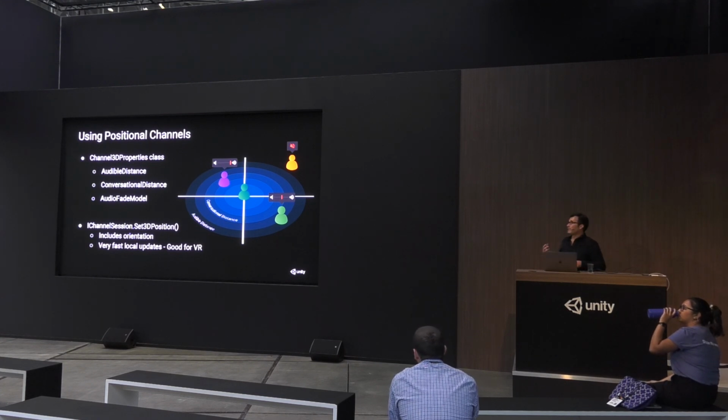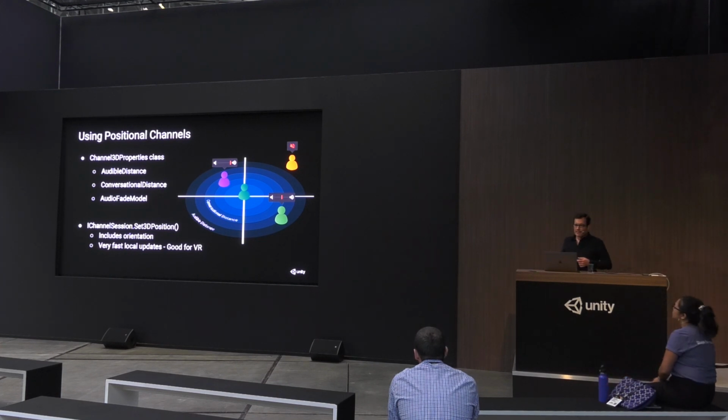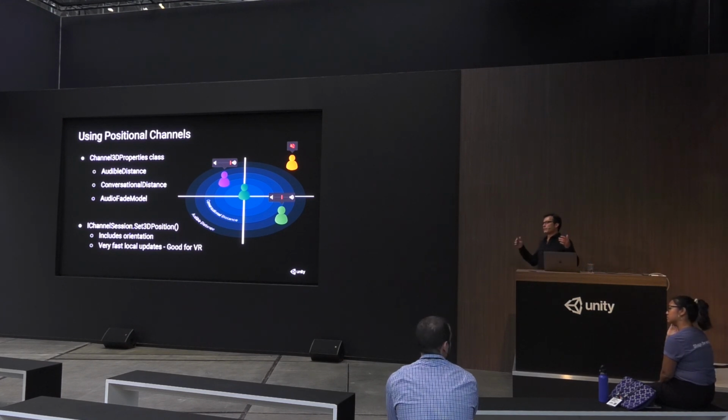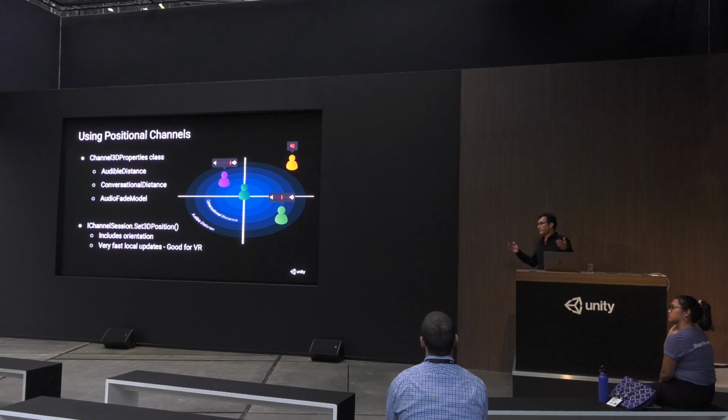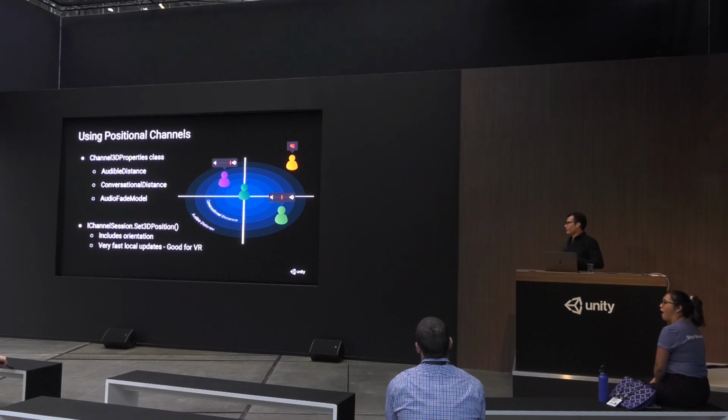So some of the notable properties of 3D channels are the audible distance, which I talked about, the maximum distance at which somebody can be heard. The conversational distance, which is the maximum distance at which somebody's voice becomes 100% volume. And then the audio fade model, and all of these are settable by the developer. The audio fade model determines the fall-off characteristics between the audible distance and the conversational distance. And we've got 3 options there: linear, inverse, and logarithmic fall-offs.